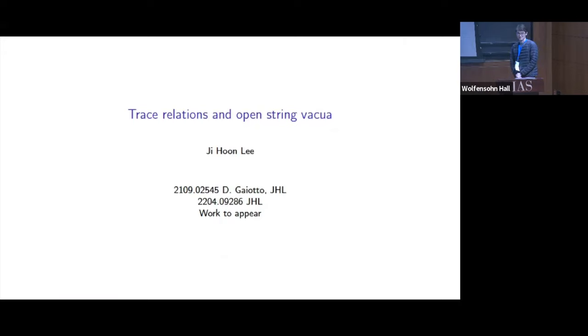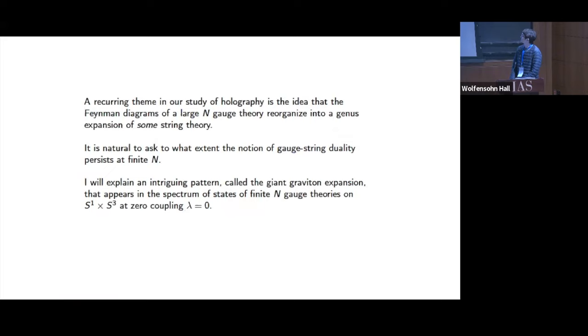Thank you. So a recurring theme in our study of holography is the idea that Feynman diagrams of our large N gauge theory reorganize into a genus expansion of some string theory by purely combinatorial arguments. And it's natural to ask to what extent the notion of gauge-string duality can persist at finite N. And I'll explain an intriguing pattern called the giant graviton expansion that appears in the spectrum of states of finite N gauge theory on S1 cross S3 at zero coupling.